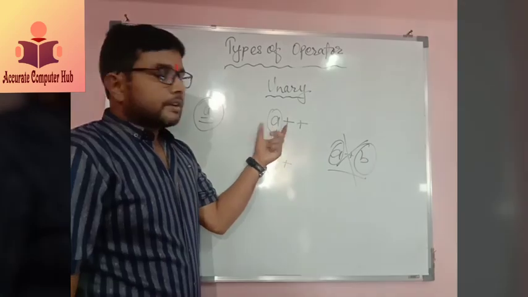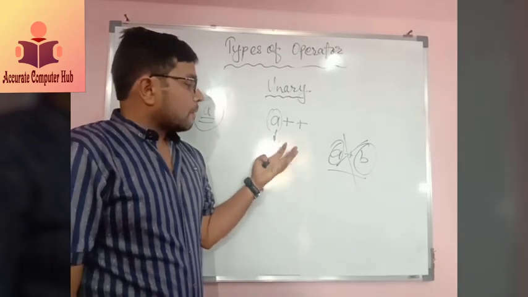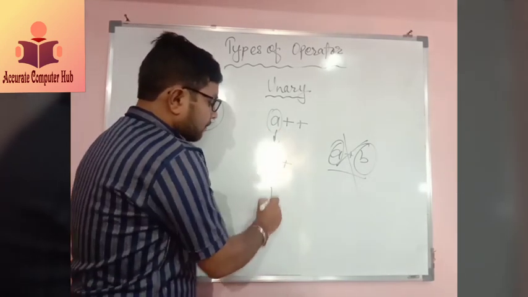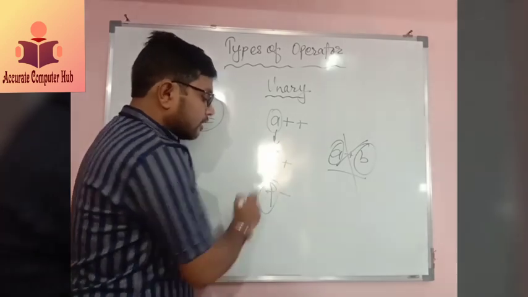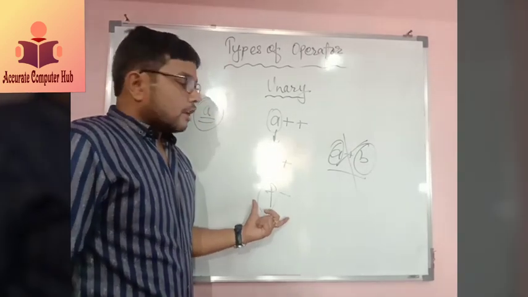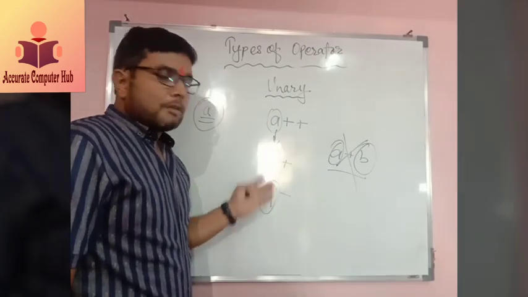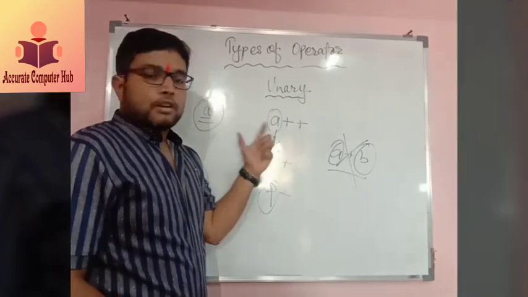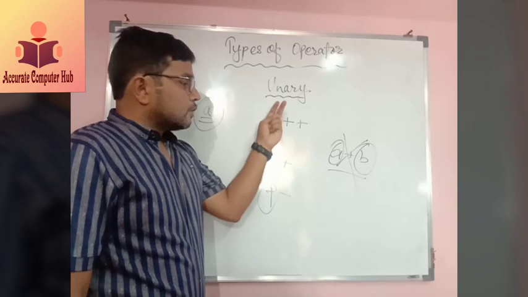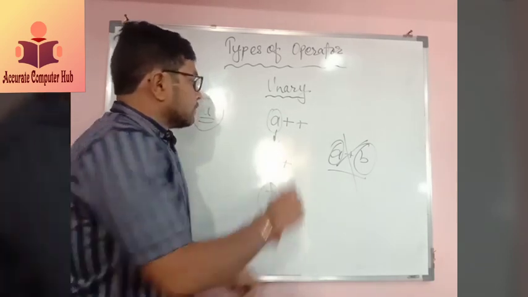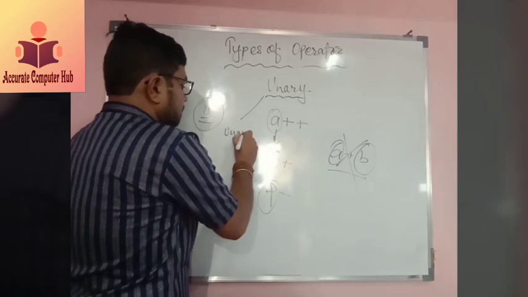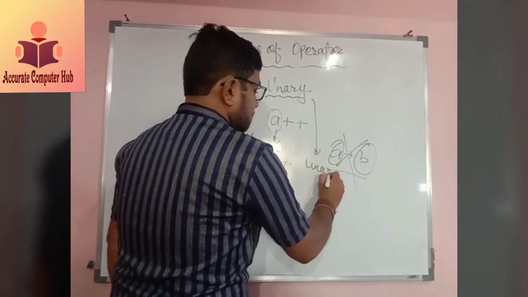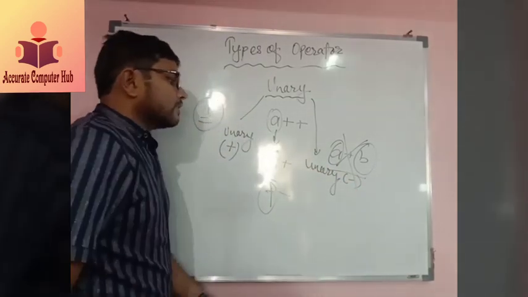In unary arithmetical operator, it is necessary that you have to perform operation on single operand. Here a is the single operand. I am writing p minus, now p is single operand. If you are performing any operation on single operand, then it is called unary arithmetical operator. Now there are 2 types of unary arithmetical operator also. Unary plus and unary minus. These are the 2 types of unary arithmetical operator.